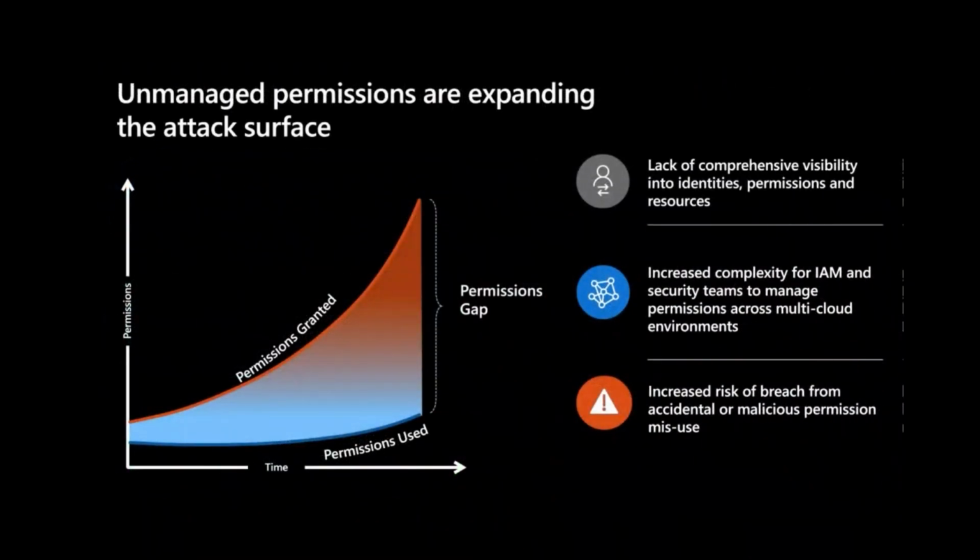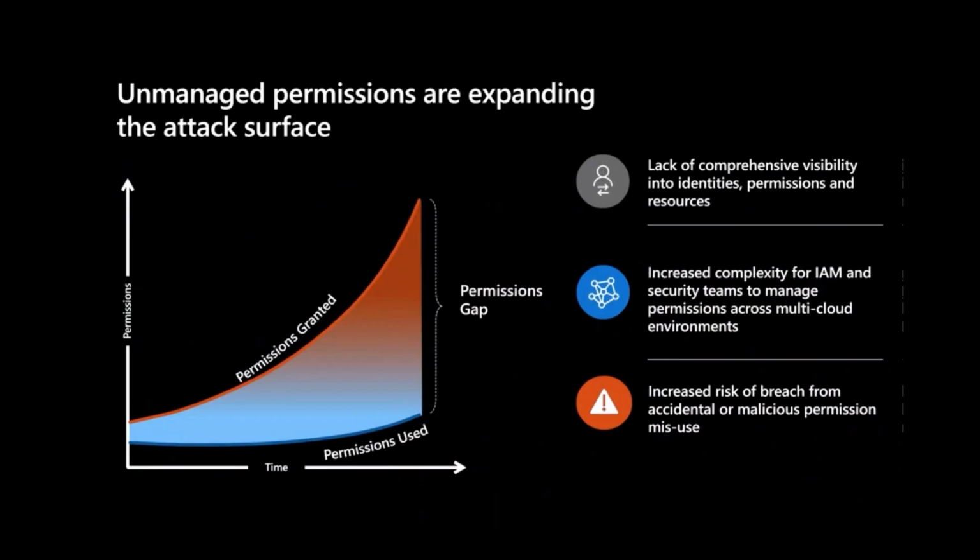There we go. So what we're seeing, and I'm sure anybody who's worked in an organization for a long time, is that as we see identities stay with an organization longer, they are accumulating more and more permissions. So as you can see this change over time, the gap between permissions that are granted to an identity and permissions that are used by that identity tends to increase more and more.